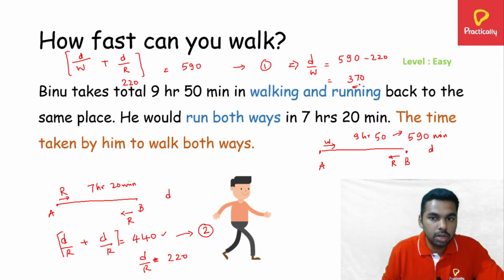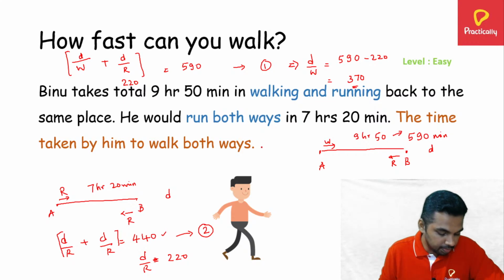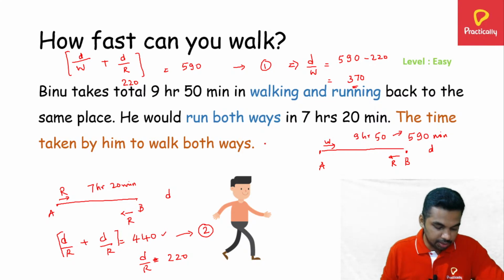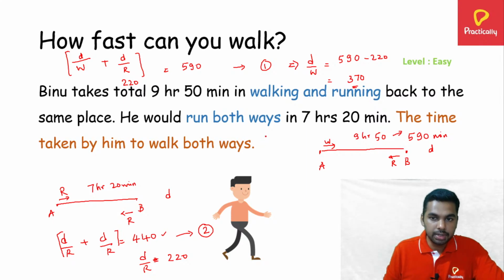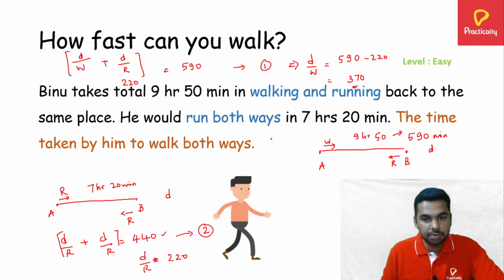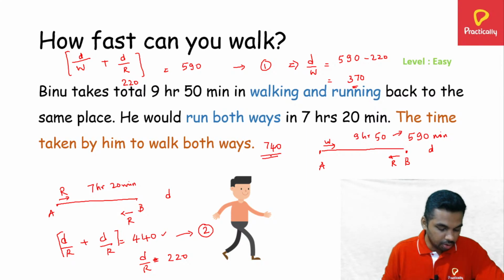So walking in both directions will be just double. So 370 into 2, what is 37 into 2? Anybody? The double of 370. Yesterday we learned how to double, right? So double of 300 is 600, double of 70 is 140. So 600 plus 140, which is nothing but 740. So the answer should be 740.